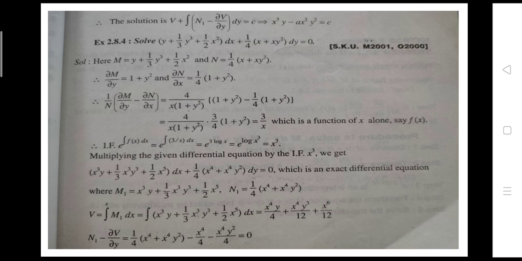Now simplify and find n1 minus dou v by dou y. We already have n1 and v. Now differentiate v with respect to y, that is written as dou v by dou y. Simplifying, n1 minus dou v by dou y is equal to 1 by 4 into x power 4 plus x power 4 into y square minus x power 4 by 4 minus x power 4 y square by 4, which is equal to 0. Now continue to the next slide.